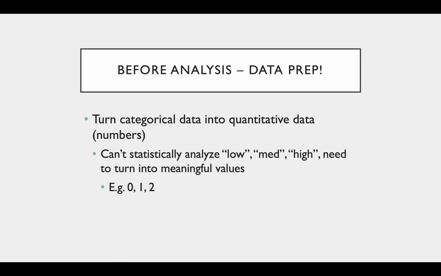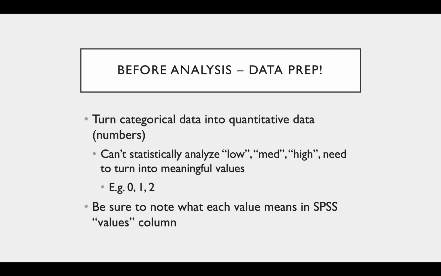Okay, another thing that you might need to do is if you have categorical data, things like academic standing or gender, you need to turn them into quantitative data, so numbers that you can actually analyze. If you do this in SPSS, it's really important that in the values column of SPSS, you make a note of what each of those quantitative values mean. So if you have a 0, 1, and 2, you make sure that you actually have a note somewhere to remind you that 0, 1, and 2 means, for example, low, medium, and high, because you're probably not going to remember that when you come back to this in a week.